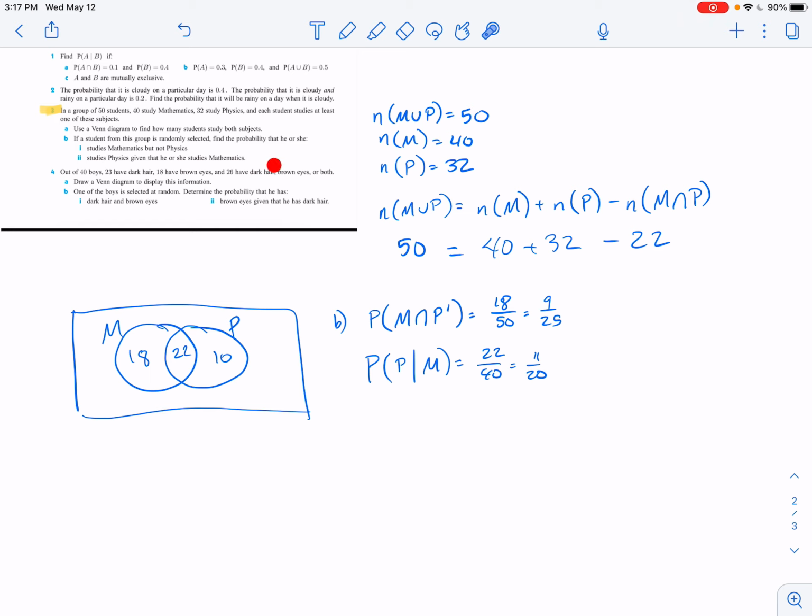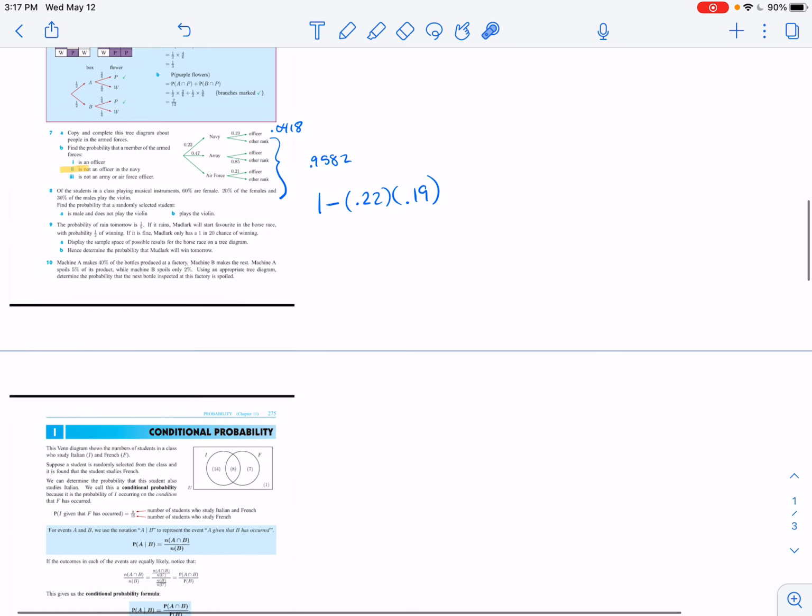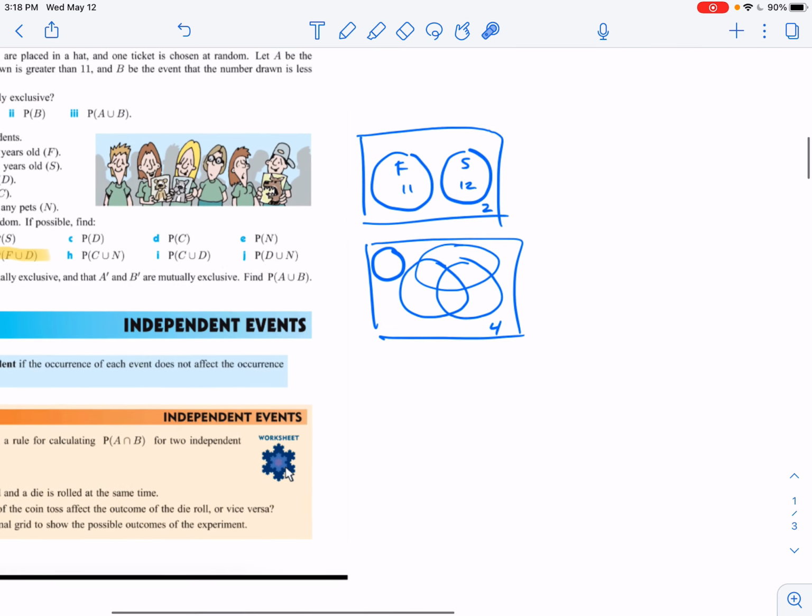Number 2 from part B, studies physics given that he or she studies mathematics. So now we're living in the world of only the mathematicians, and so 22 of those 40 study physics. Okay, let me go back and see the one that I haven't thought about. You get to watch me think.